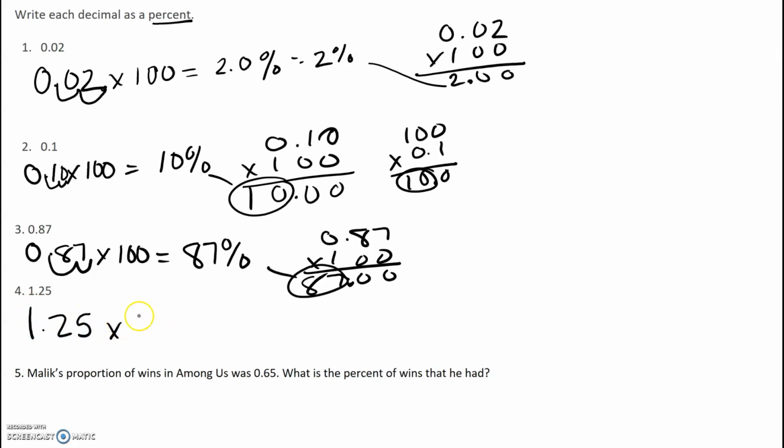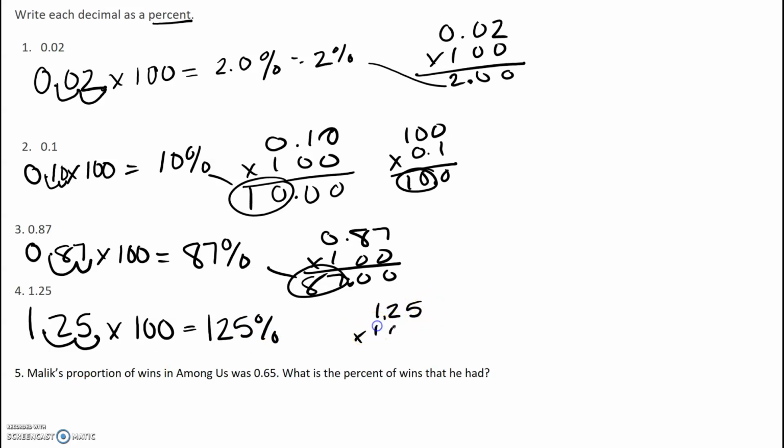1.25 as a percent. So I multiply by 100. This one's a little different. I already have a whole number. So I'm going to move my decimal 1, 2. That gives me 125%. Ooh, let's double check and make sure we did that right.